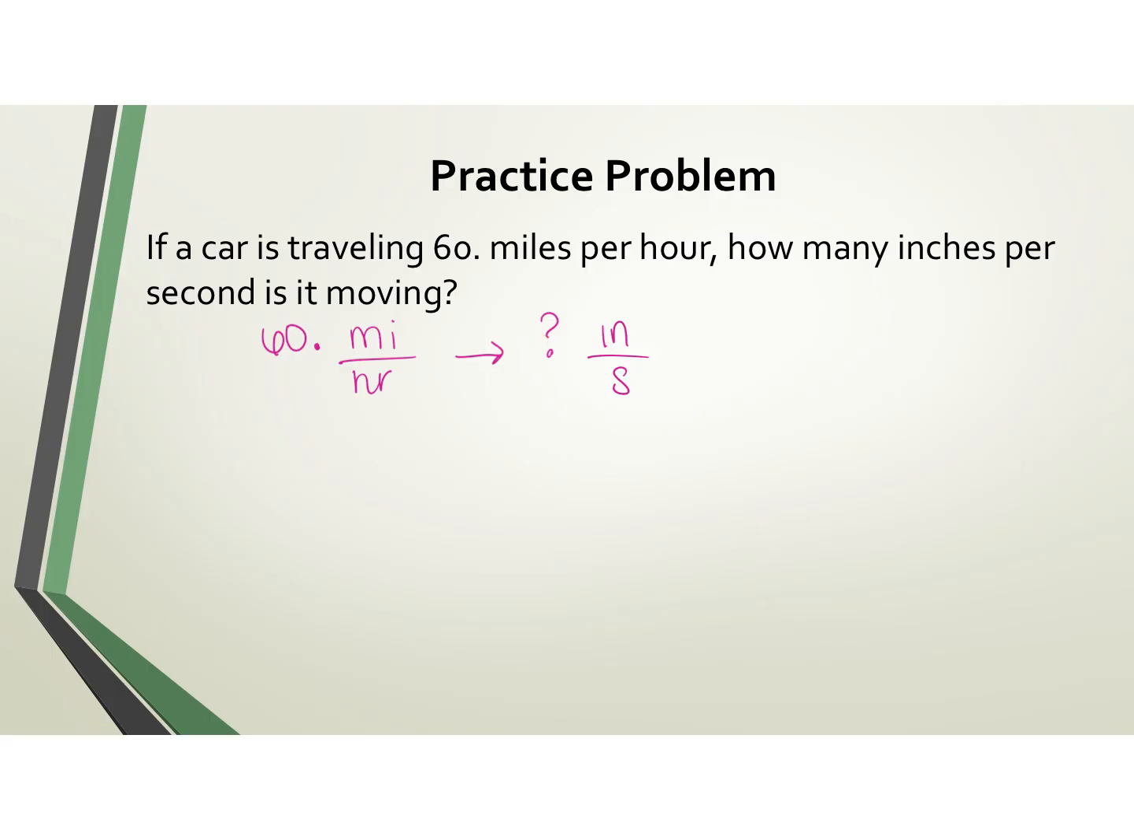Okay. So when we create our plan, we're going to go miles to inches. And do we know how many inches are in a mile? Probably not, but do we know how many feet are in a mile? So we can go from miles to feet to inches. And then to convert time, we're going to go from hours to seconds. And if we don't know how many seconds are in an hour, we can go to minutes in between. So we can convert from hours to minutes to seconds.